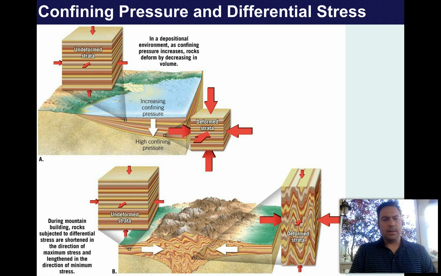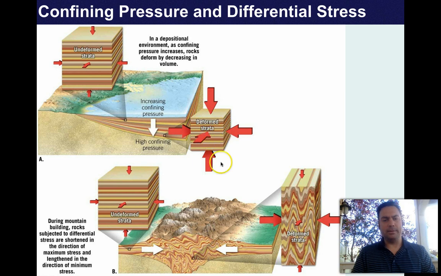Here are these concepts in a diagram. Undeformed strata right here. You'll notice that the pressure is coming in all directions. Same thing here with the deformed though. Here we put a lot of confining pressure down below. So the rocks up here are at much less confining pressure than we see down here. And so here's a high confining pressure. So the same rocks here take up less space here.